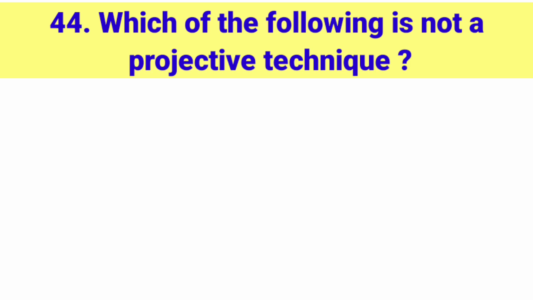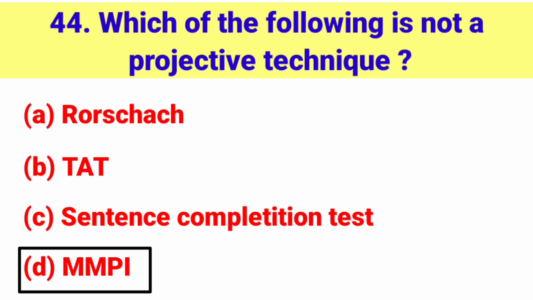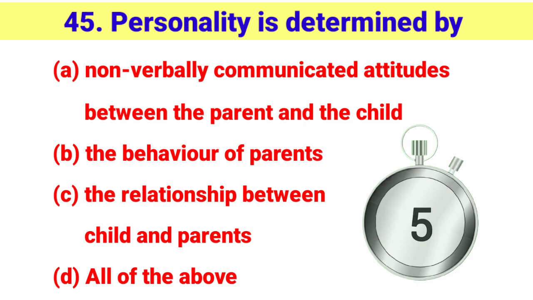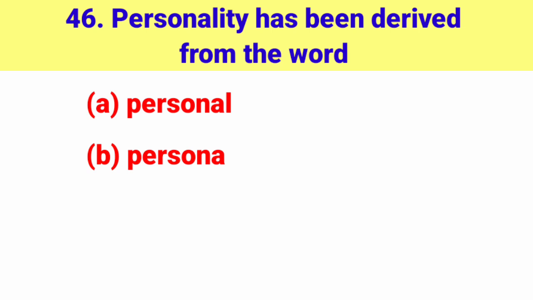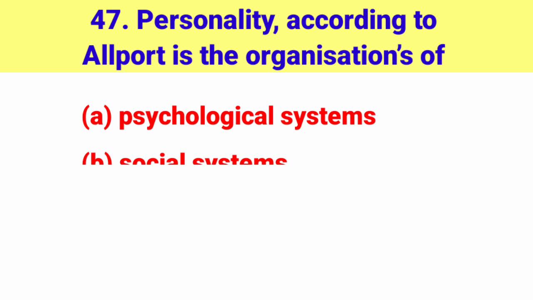Which of the following is not a projective technique? Option D is correct. Personality is determined by. Option D is correct. Personality has been derived from the word. Option B is correct. Personality, according to Allport, is the organization of.